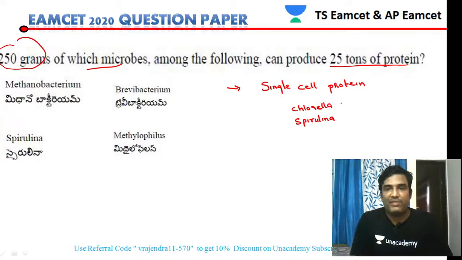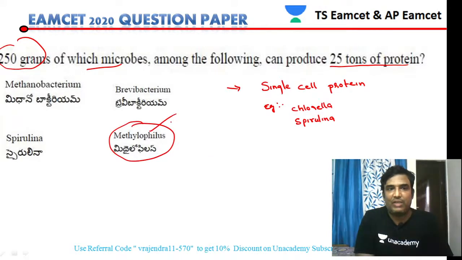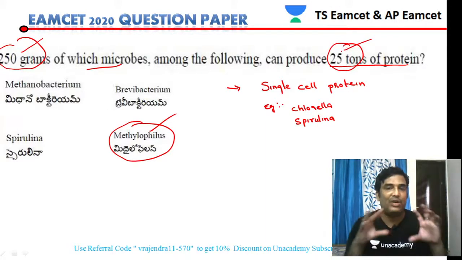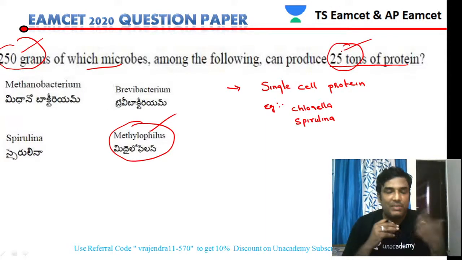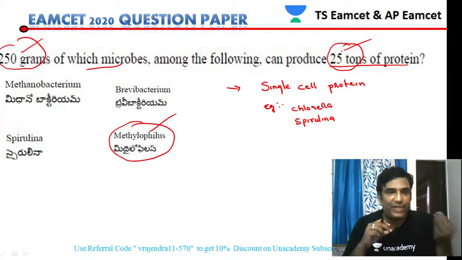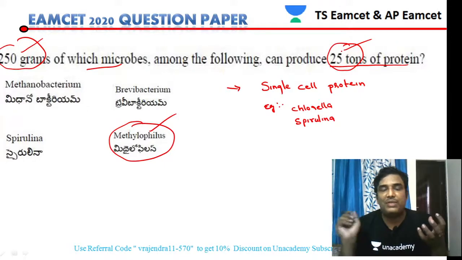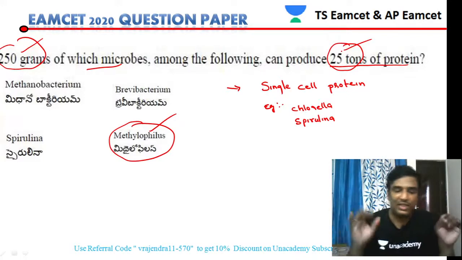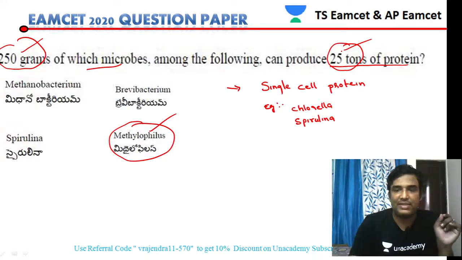There is also one bacterium which is involved in production of single cell protein, called Methylophilus. 250 grams of this microbe can produce 25 tons of protein, so it is producing protein in enormous amounts. It is the best source to produce single cell protein. So Methylophilus is the answer.